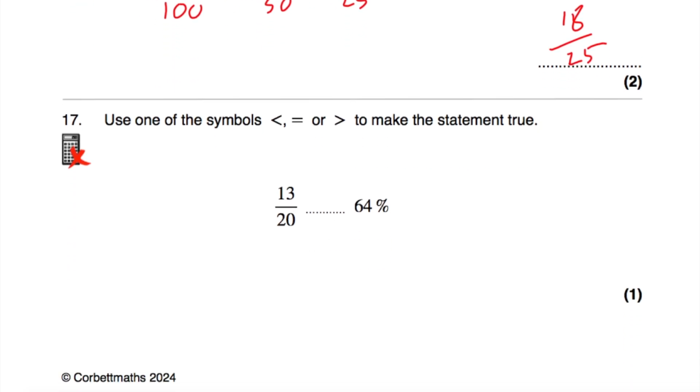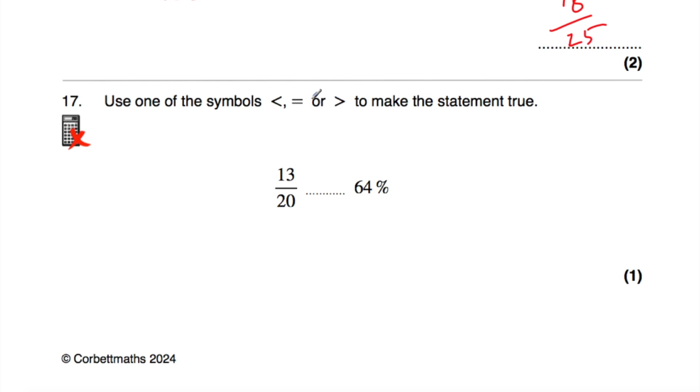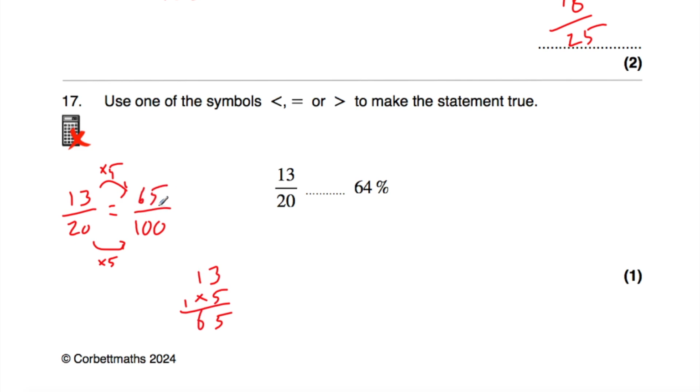Okay, question number 17. Question number 17 says to use one of the symbols, either less than, equal to, or greater than, to make this statement true. So we've got 13/20 and then something 64%. So let's change our 13/20 into a percentage. We could get an equivalent fraction with 100 on the denominator quite nicely. We could just times by 5 because 20 times 5 is 100. So if we do 13 times 5, that'll tell us what goes on the numerator. 5 times 3 is equal to 15. Put a 5 down, carry over 1. 5 times 1 is 5 plus 1 is 6. So it's going to be 65 out of 100 or 65%.